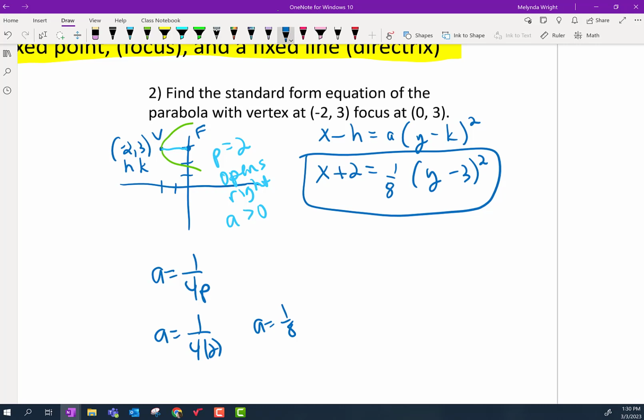Yes, ma'am. So you don't do anything with the focus point? Nope. Okay. It's just really, what it did is it gave us another piece of information that we needed, at least one more piece of information till we can find the equation. And that was just our tool. That was our tool to be able to find the equation.